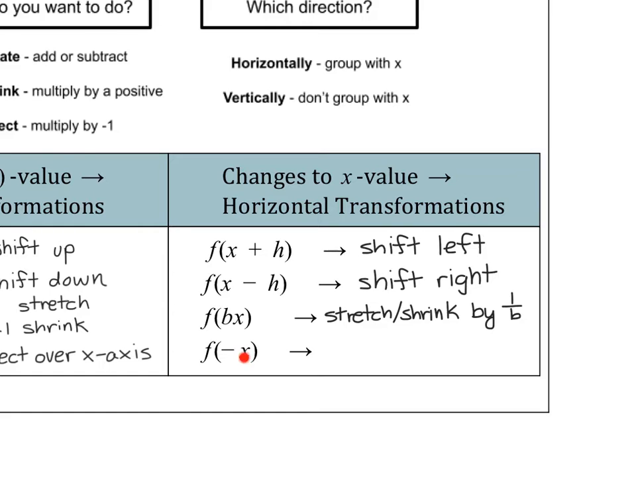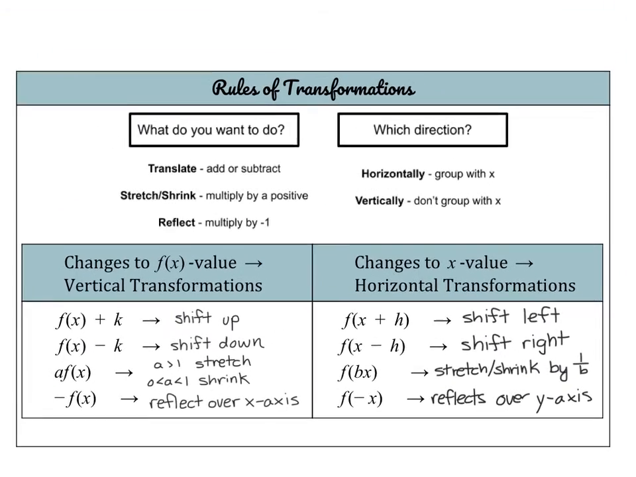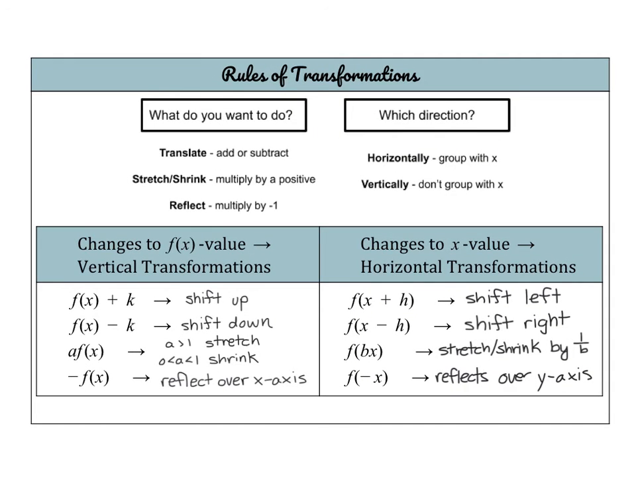And then last, if you multiply your x by a negative, remember multiplying by -1 reflects, and this one reflects over the y-axis. So if you multiply the x, it reflects over the y, which does create a horizontal reflection. It does reflect left to right or right to left. So these are the basic rules that all functions will follow when you are applying transformations. So if you can get used to these rules now, it will really pay off in the long run as we can use them the entire year.